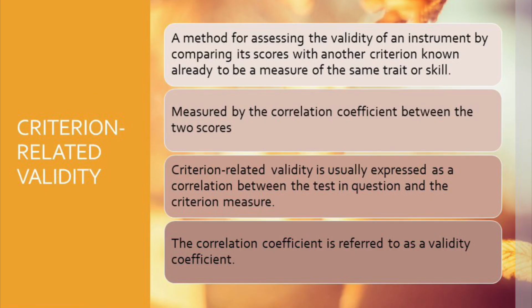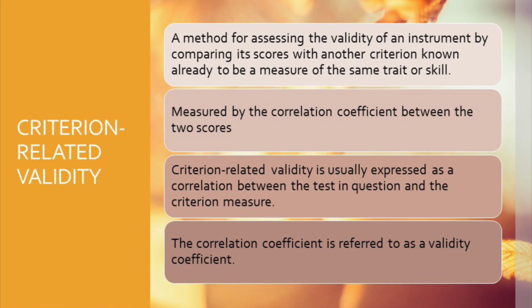Criterion-related validity is a method for assessing the validity of a test, comparing its scores with another criterion that is already known to be a measure of the same trait or skill. It's measured by the correlation coefficient, which is, as we know, also known as the validity coefficient. So it's measured by the correlation or validity coefficient between the two scores. Criterion-related validity is most often expressed as a correlation between the test and the criterion measure.